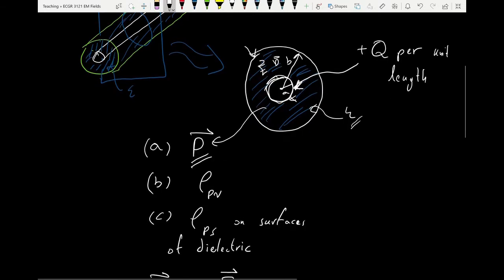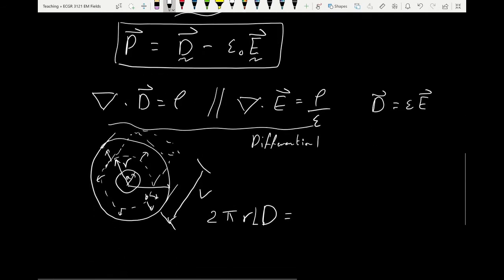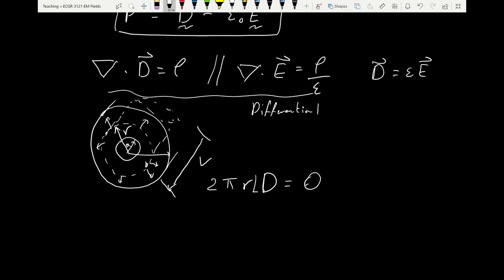How much length do we have? We have L length, right? So what's the total charge? The total charge is Q per L. If L is unity, then we get a total charge of Q. If L is double unity, we get 2Q, and so on and so forth. Okay, so this is Gauss's law to find D.